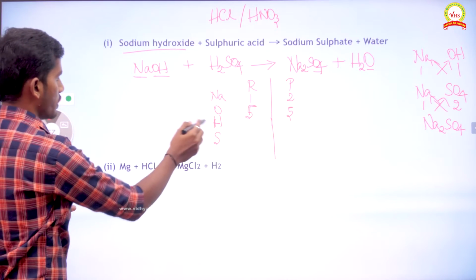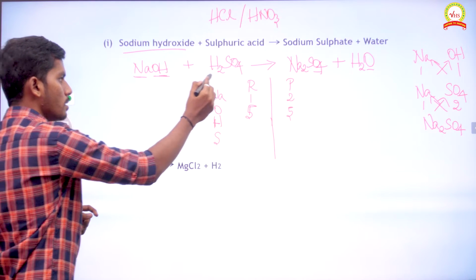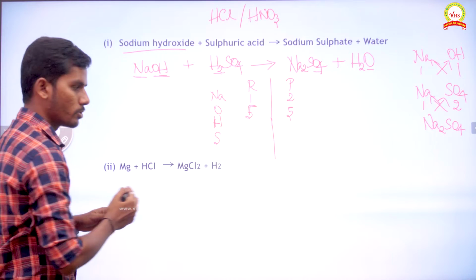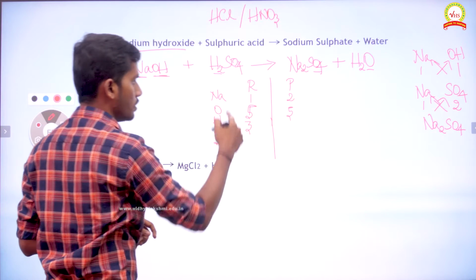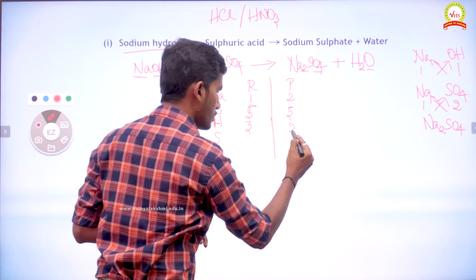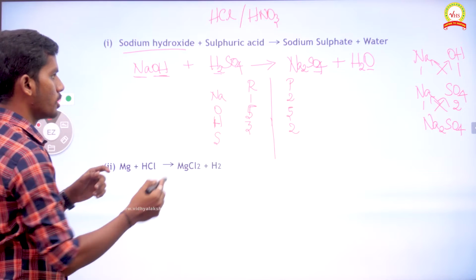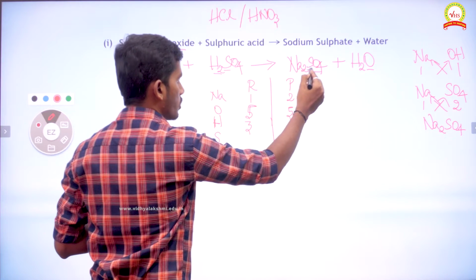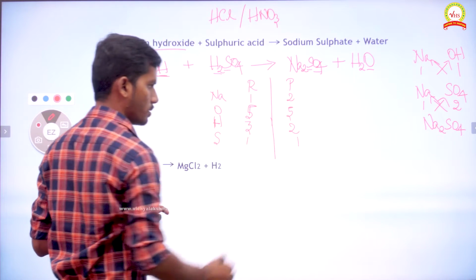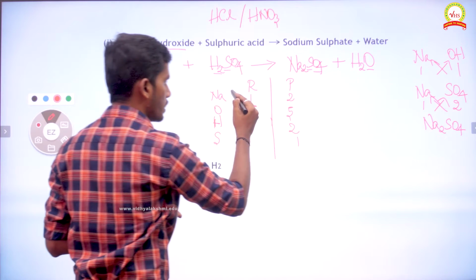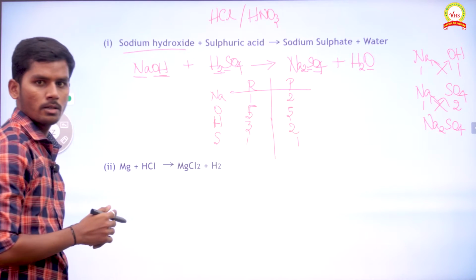Okay. Next, hydrogen. Here it is 1. Here it is 2. So 1 plus 2 it is 3. The product side it is 2. And then sulfur, if you check, here it is 1 and also here it is 1. So 1, 1. This is the first step. We have segregated it as reactants and products.